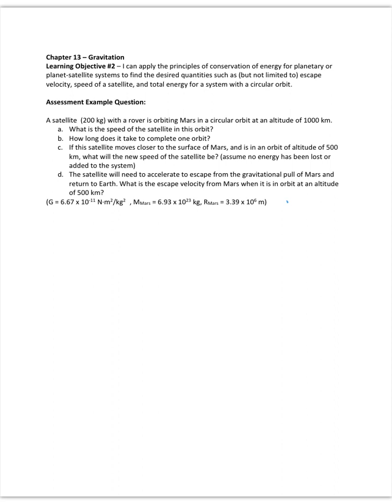If we're visualizing this, here's Mars, and here's where the satellite is. That's a terrible circle, but when I'm talking about the altitude, I'm talking about the distance from the surface of the planet. And so 1,000 kilometers and 500 kilometers are not our values for R, but I'm calling them values for H. And our R is going to be the radius of Mars plus that H.